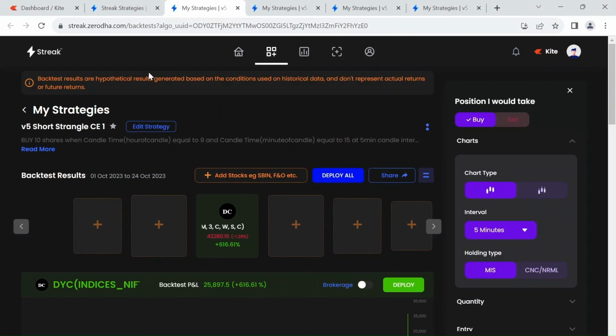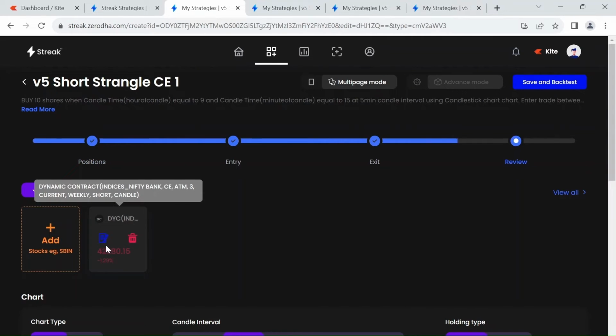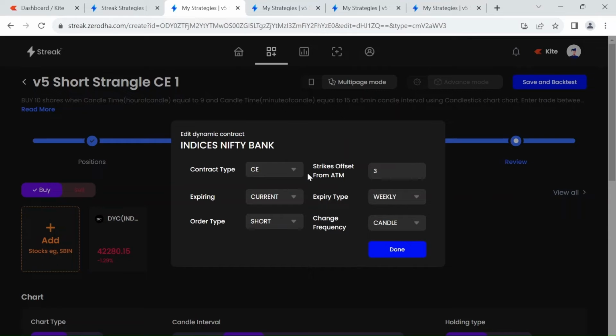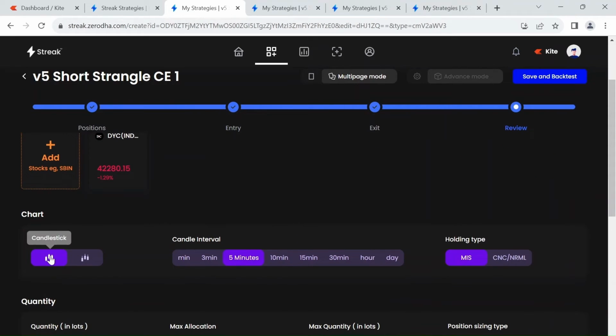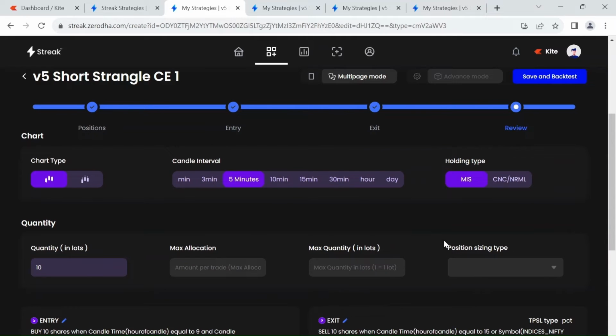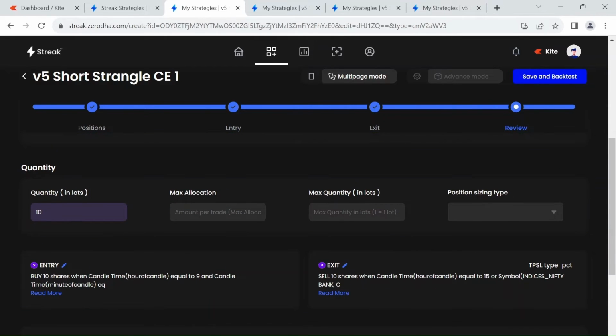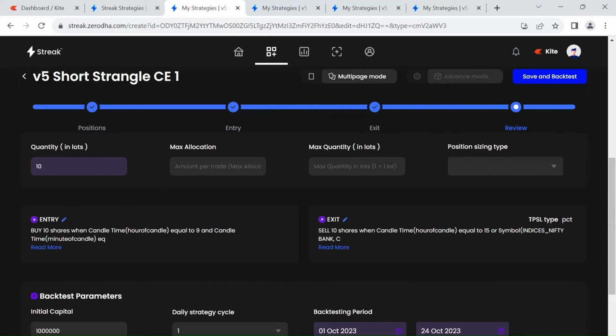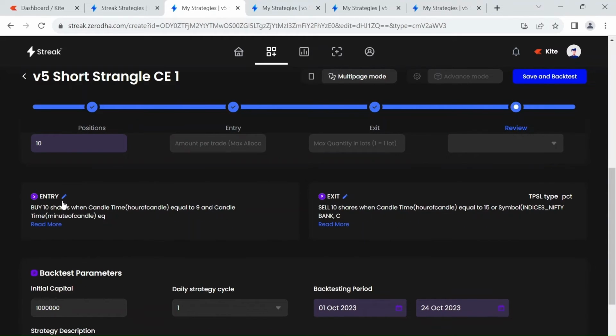I will show you. So this is CE part 1 strategy, and for this I have added, so if you want out of the money in CE, you have to give positive number here. I want 3 strikes out of the money, so I have given positive 3, and contract type is CE, expiring current and expiry type is weekly, and order type is short because I have to sell this. And chart type is candlestick, and candle interval is 5 minutes, and holding type is MIS because we are doing this intraday. And I'm doing it for 10 lots. For 10 lots you're going to need like 10 lakh. You can also do it with just 1 lot and 1 lakh capital.